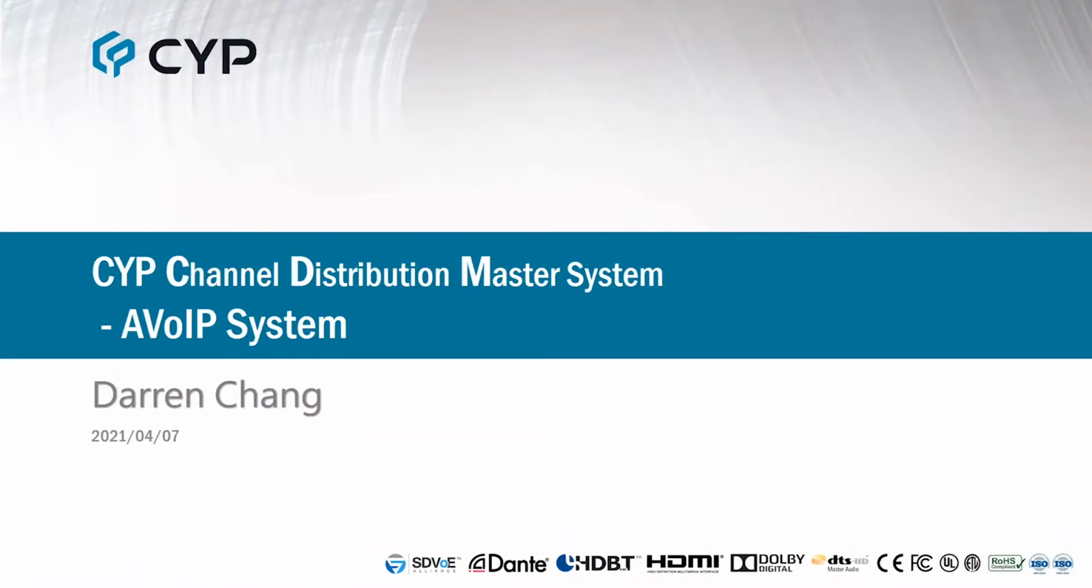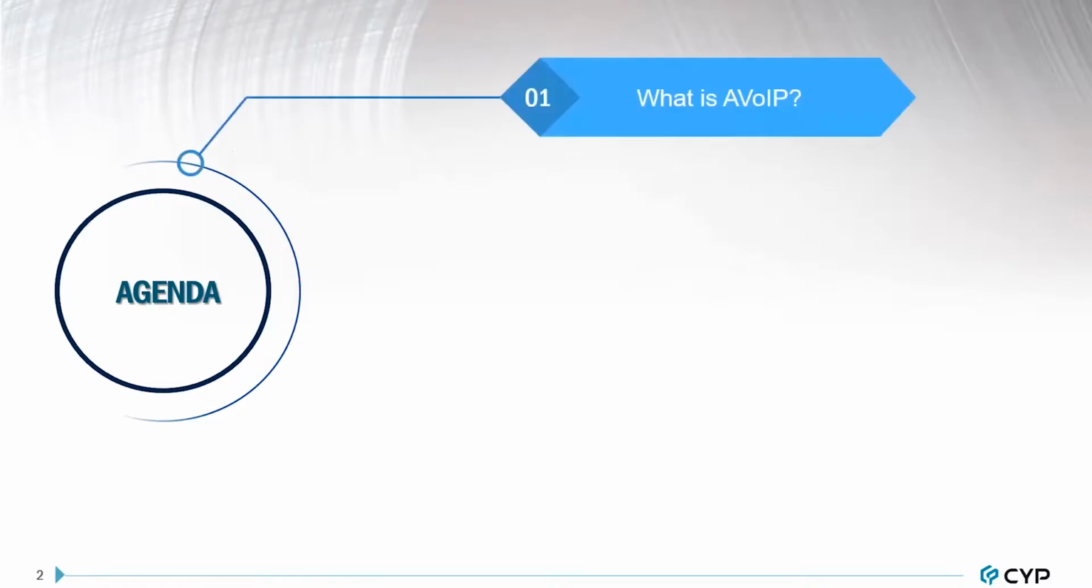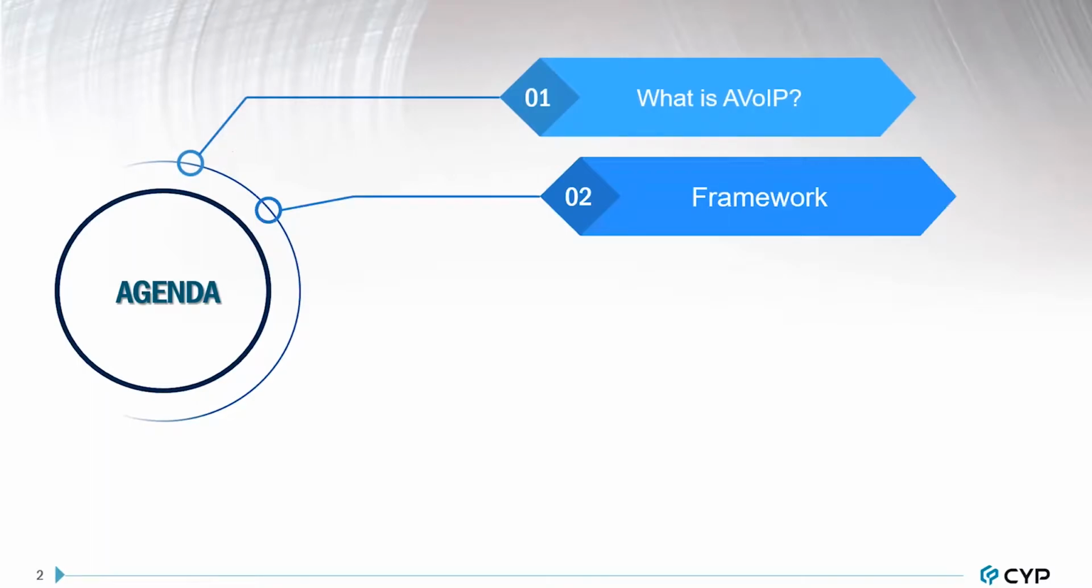Today we'll introduce AV over IP. We call this system CDM, Channel Distribution Master. Today I'm going to explain how AV over IP works. First, I will explain the concept of AV over IP. Second, I will describe the framework of operation.